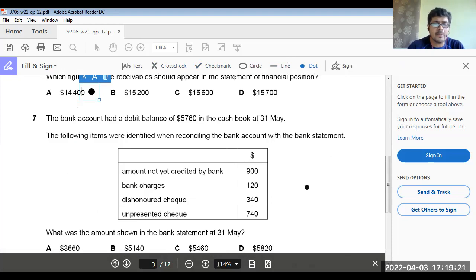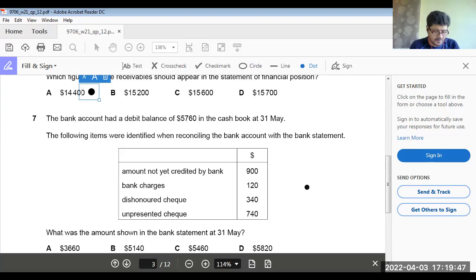The bank account had a debit balance of 5760 in the cash book. Now, amounts not yet credited by the bank, so we have to deduct: minus 900 uncredited deposits, minus 120 bank charges, minus 340 dishonored checks, plus 740 unpresented checks. The answer should be 5140. Yes, option B is the answer.